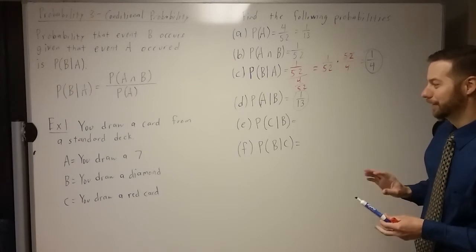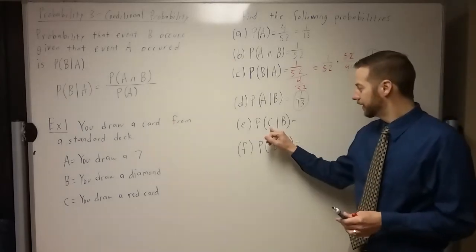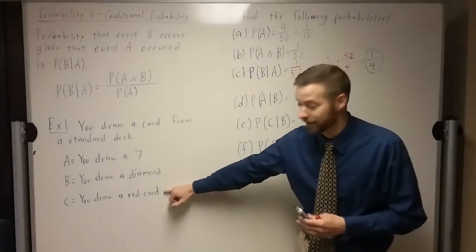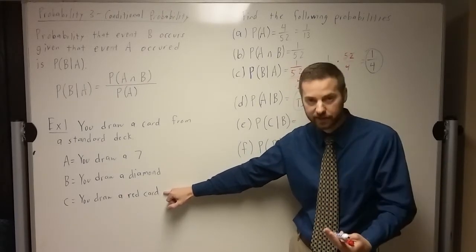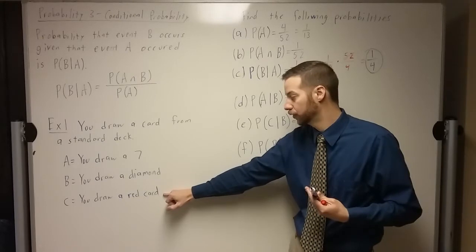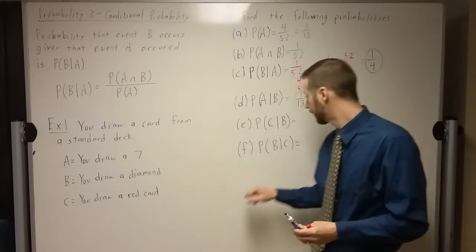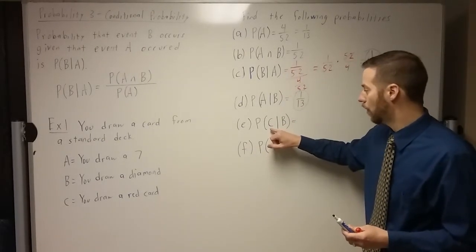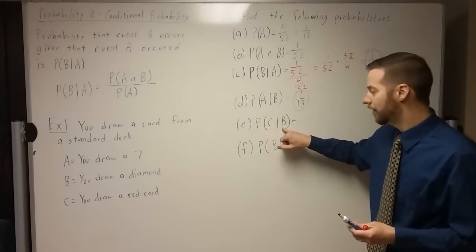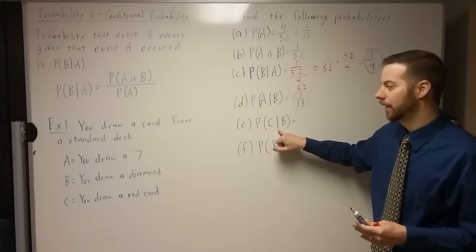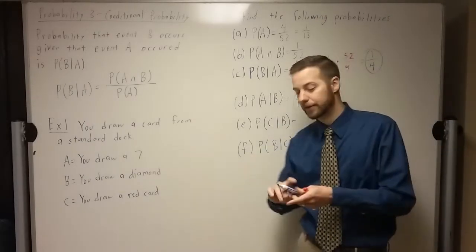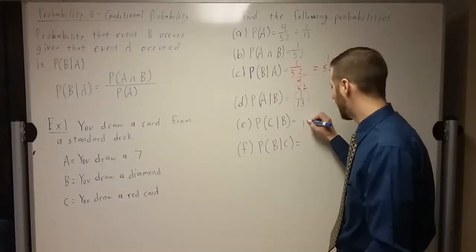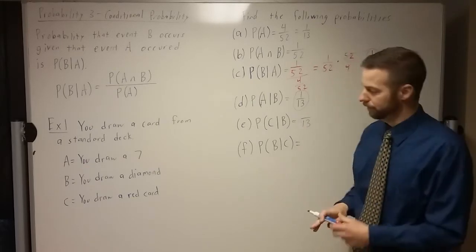This one's kind of an interesting one. Probability of C given B. All right, we haven't really got C involved much here yet, but C is drawing a red card. And remember, half our deck is red, half our deck is black. So we've got 26 red cards, basically. So what's the probability of drawing a red card given that you drew a diamond? All right, so it's given that you drew a diamond, which means we're not looking at the whole deck of 52 cards anymore. We're only looking at the 13 diamonds.